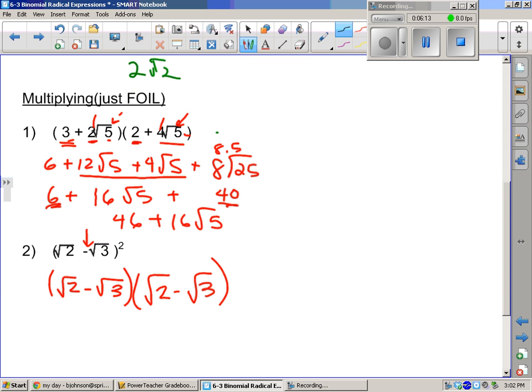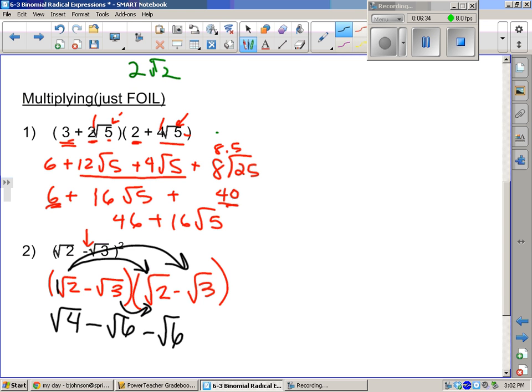Okay. We've got nothing on the outsides except for ones. So we're going to FOIL first times first. 1 times 1 is still just going to be 1. So I'm going to have root 4. I'm going to change that a little bit later. Outer times outer, I've got positive 1 root 2, and then that's really a negative, so it's going to be a negative root 6. Then inner times inner is also a negative root 6. And then last times last, negative times negative is a positive. Root 3 times root 3 is root 9.